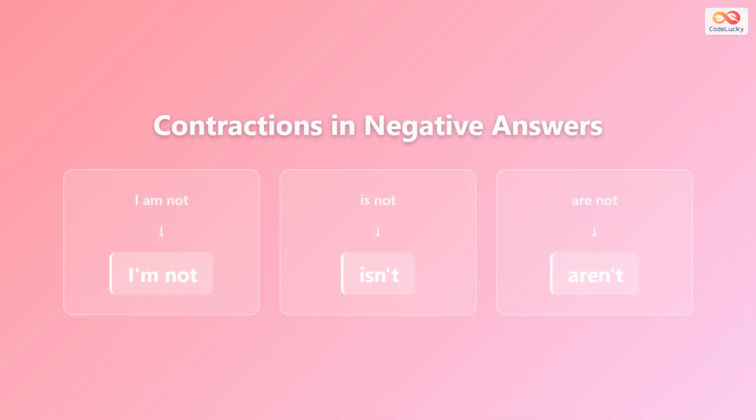In negative short answers, we usually use contractions to sound more natural. I am not becomes I'm not, is not becomes isn't, and are not becomes aren't. These contractions are very common in spoken English. However, remember that for positive answers with I, we never contract. We always say yes, I am, never yes, I'm.